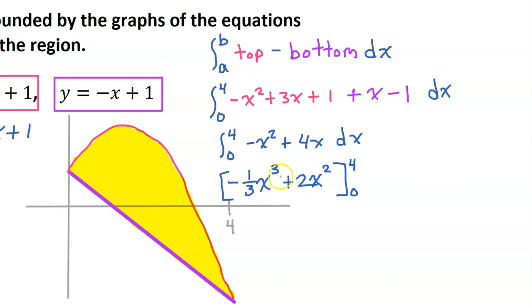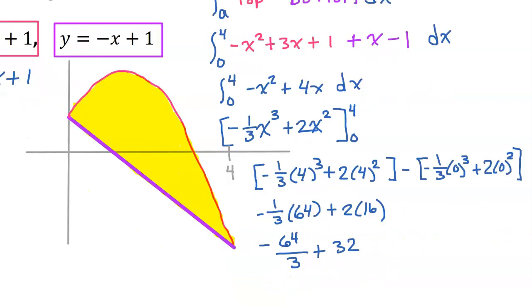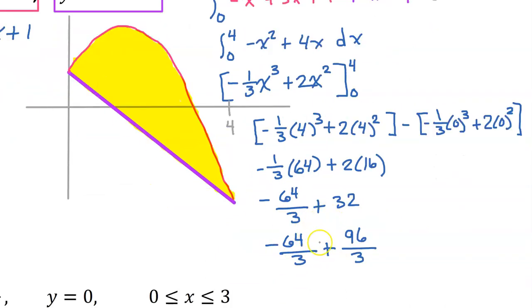This means we need to find the value at 4 minus the value at 0. The value of the second part is 0, so this will be gone on the next step. Applying the exponents, we have this. Multiplying, we have this. Making like denominators, we have this. So the final answer is this. 32 over 3 is the area between the two curves.